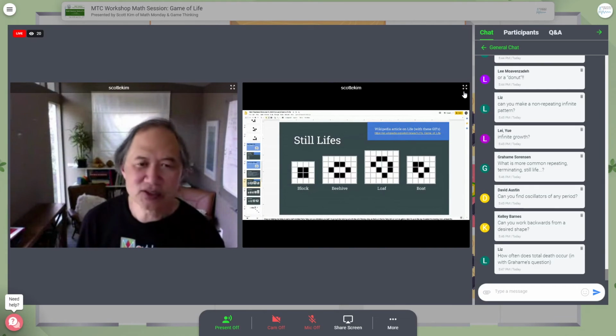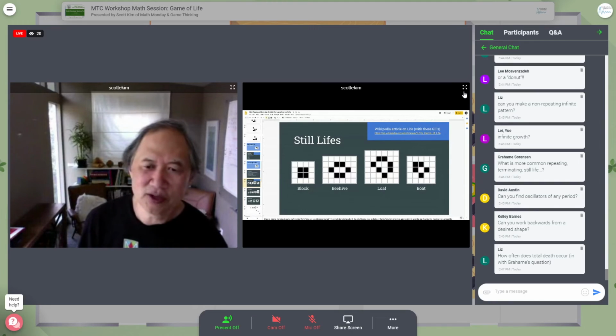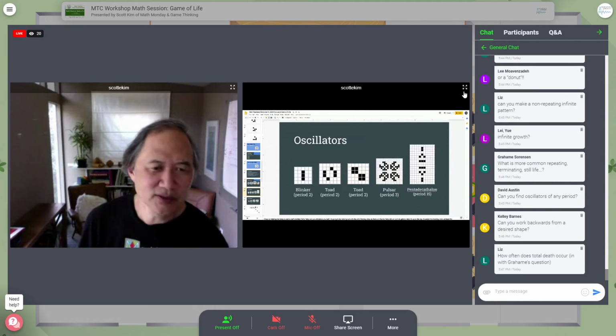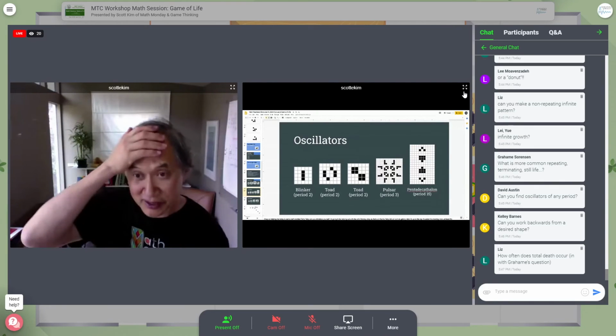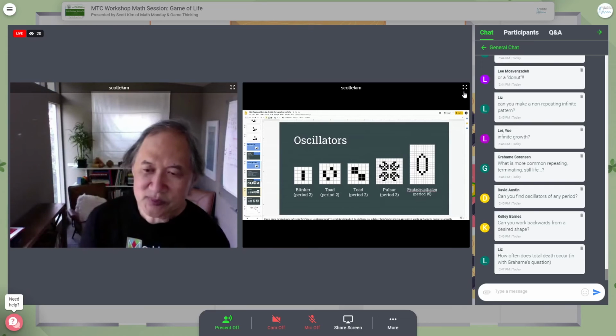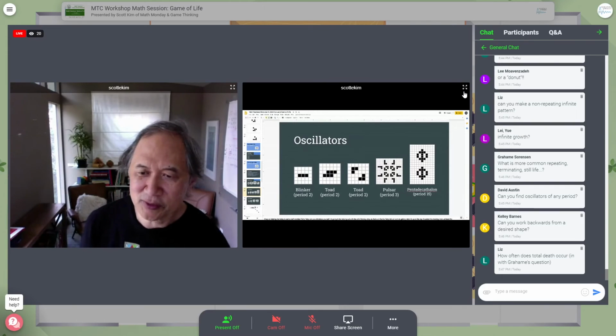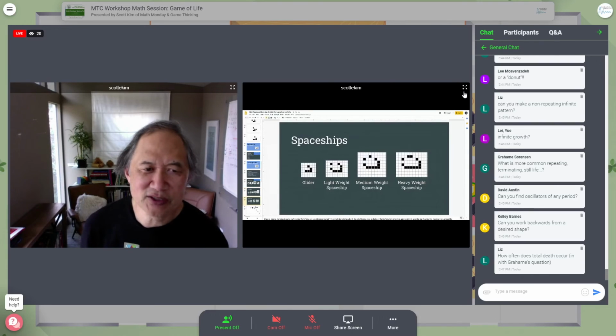And here are some still lives. We saw the boat. There's a loaf. Here are some common repeating patterns. On the right, we have the one that does 10 in a row, so it's actually period 15. So you're very close, Madhavi. There's a pulsar with period 3 there. Anyway, some other patterns. Here are some spaceships, gliders and spaceships of different sizes.